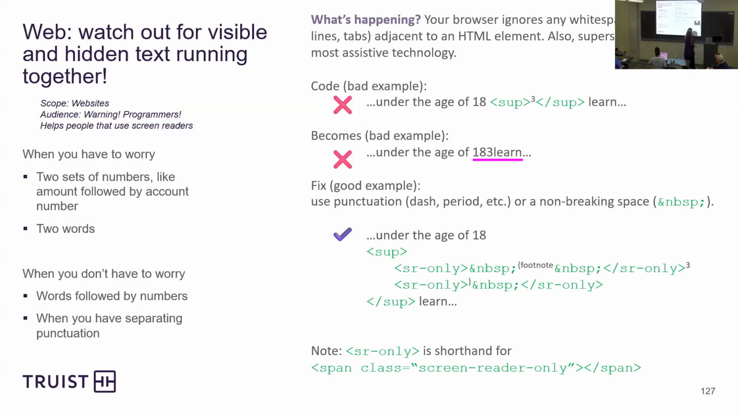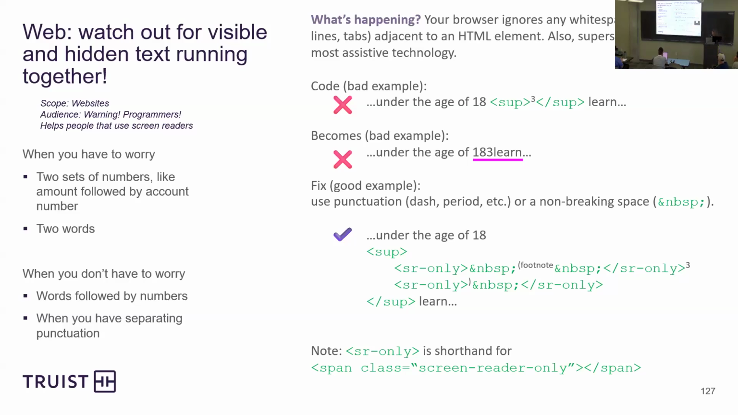And this is, I think, my only slide in the deck that actually has code. So for those of you that know code, what you can do is you can also add a non-breaking space in to separate the 18 from the 3. In some of the areas of our design system, we have the non-breaking space built into the component so people don't have to worry about this problem.